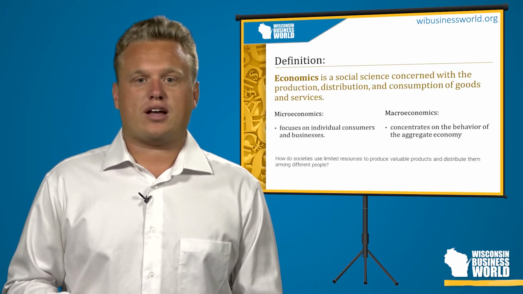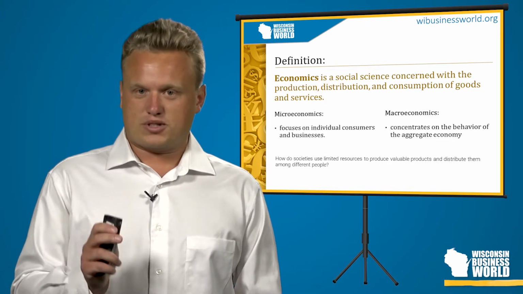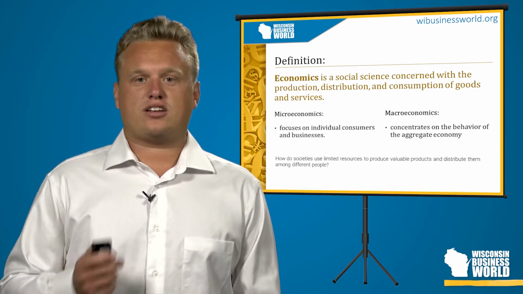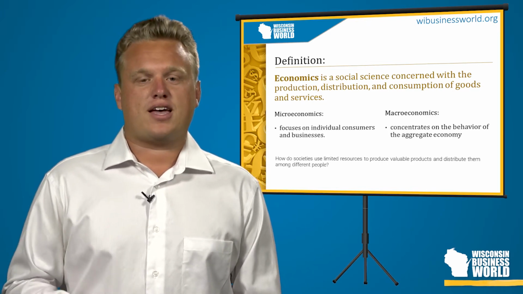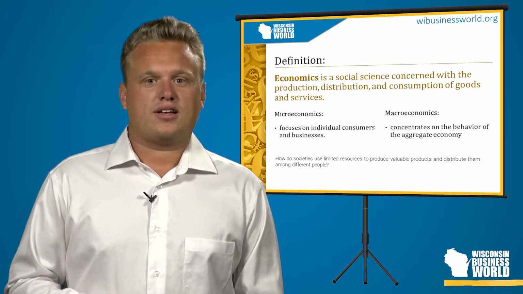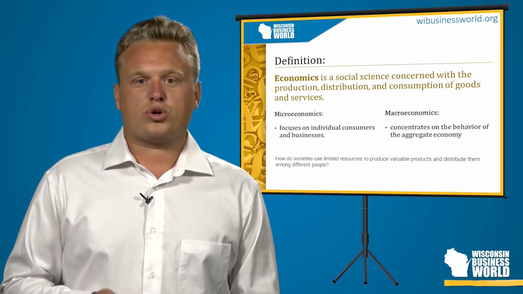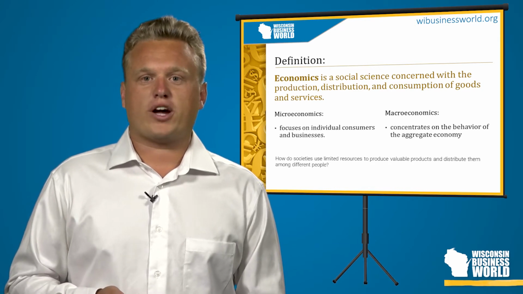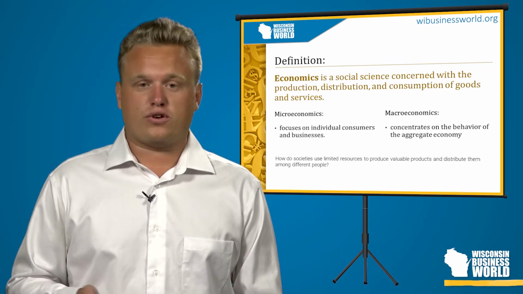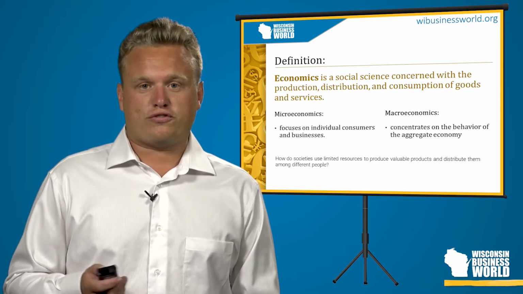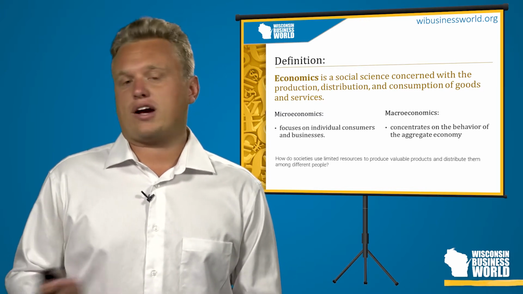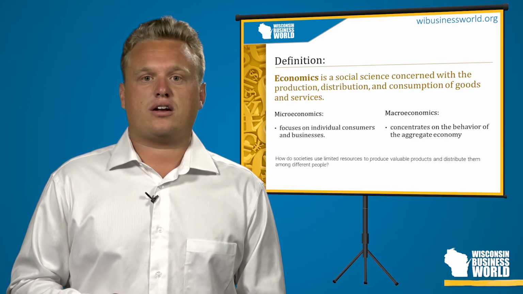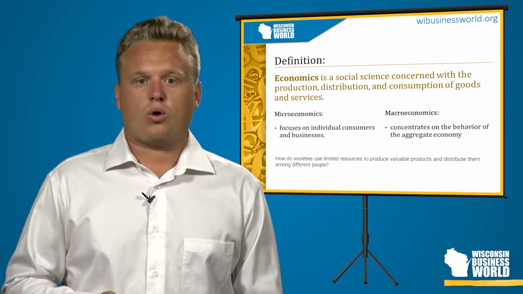By definition, economics is a social science. So what that means, it's a study of people, how they react, and how they make decisions. Economics is concerned with the production, distribution, and consumption of goods and services. Microeconomics, as you can imagine, focuses on individual firms and markets, while macroeconomics focuses on the economy as a whole.